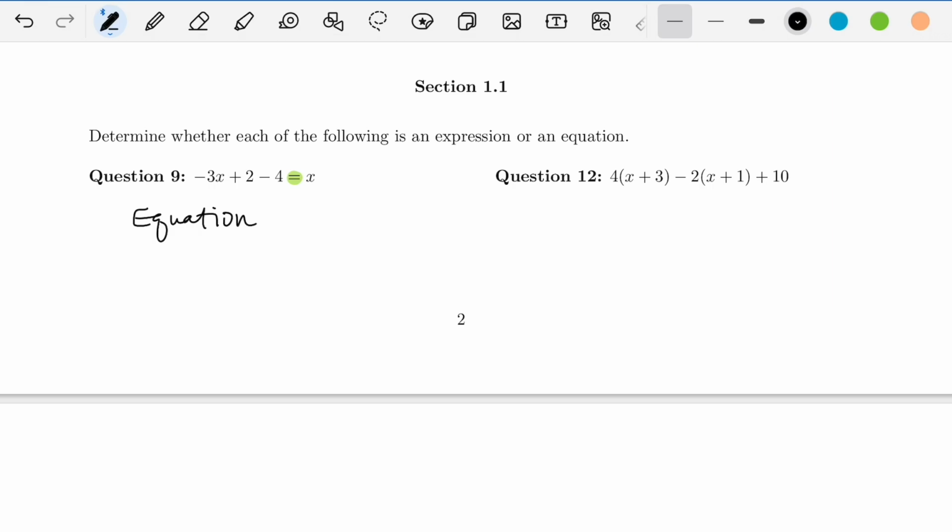Now for question 12 here, notice that there is no equal sign, so this guy is just going to be an algebraic expression.